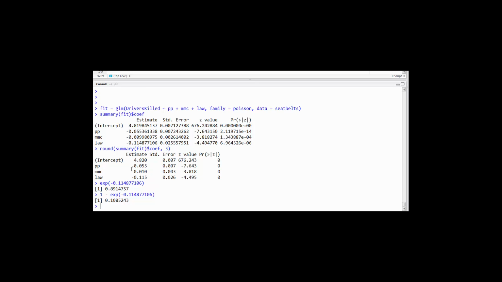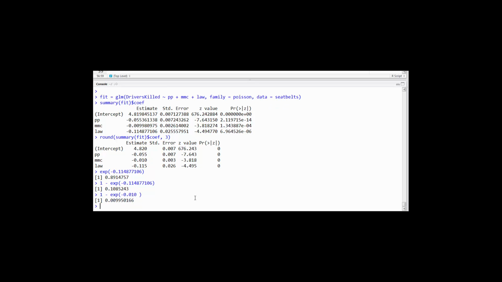Let's look at the kilometers variable. That is the kilometers in 1,000 kilometer units. Okay, so that's also negative. So let's do 1 minus exp of that. It should be about a 1% decrease. So it's about 1%. So what this coefficient is saying is that there's roughly a 1% decrease in the expected number of drivers killed for every 1,000 additional kilometers of driver distance that month.